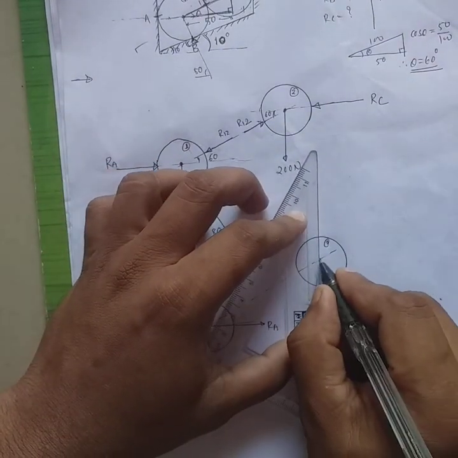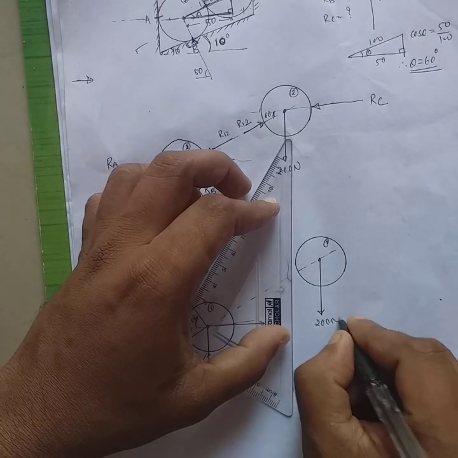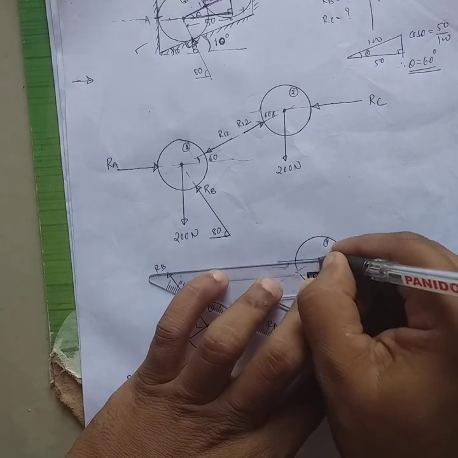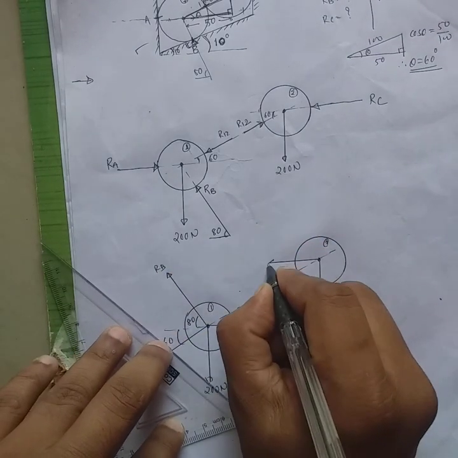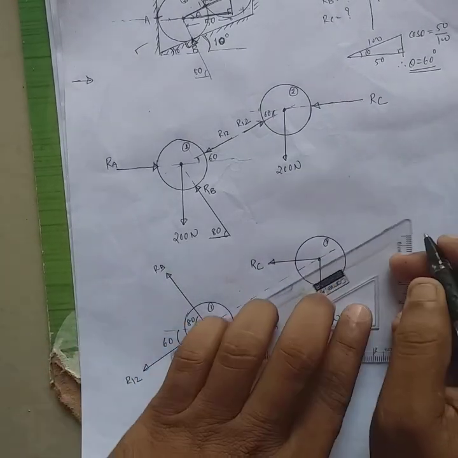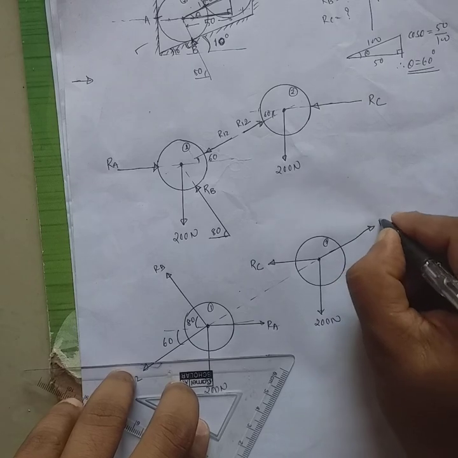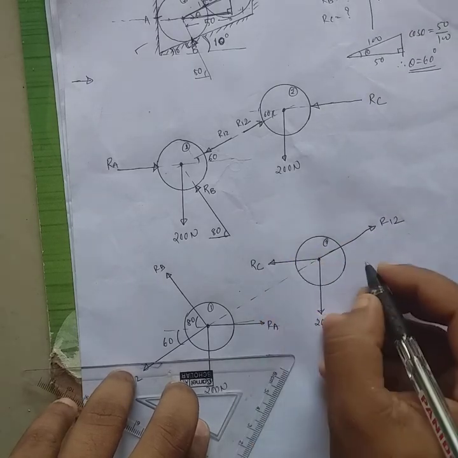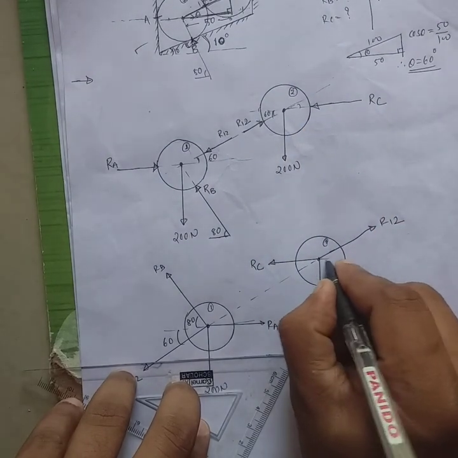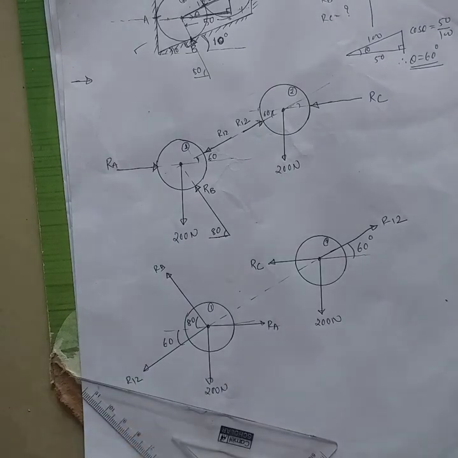Similarly, for cylinder number 2, the weight is 200 Newton. RC is passing through its center point, so we can shift it like this. So this will be RC, okay, and R12 is passing through like this. So this will be R12, and the angle is 60 degree. So this angle also will be 60 degree. So this angle is 60 degree.